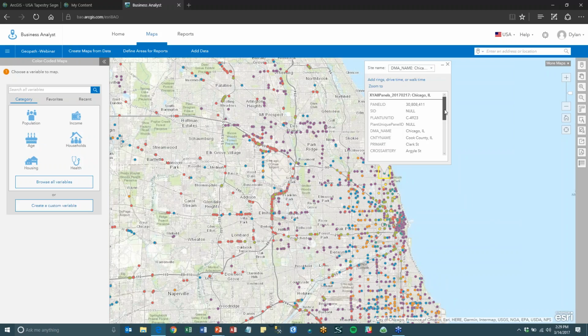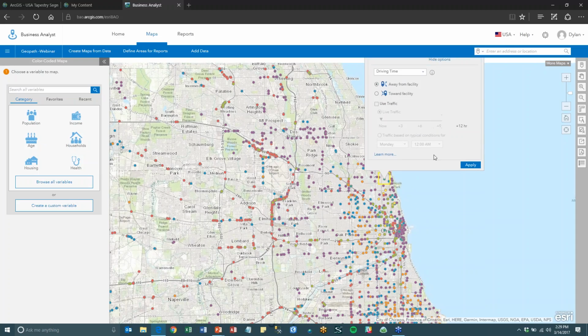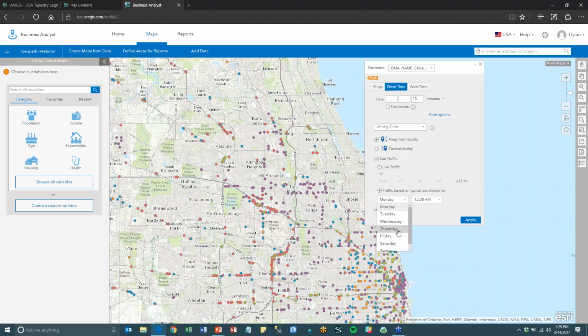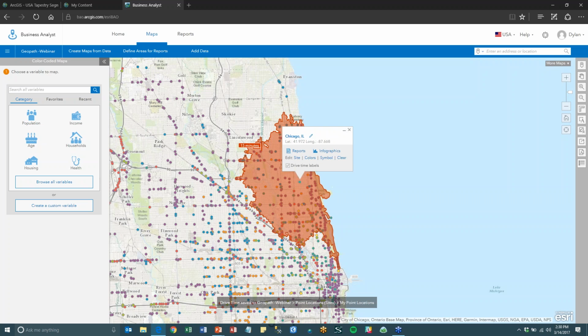This is a wall. This is an outselling piece of inventory, and let's look at the audience within a 15-minute drive time on Friday afternoon. So this is the footprint of where people can pass by this unit within 15 minutes, using expected speed on those roadways.